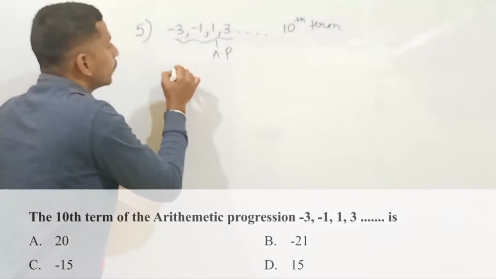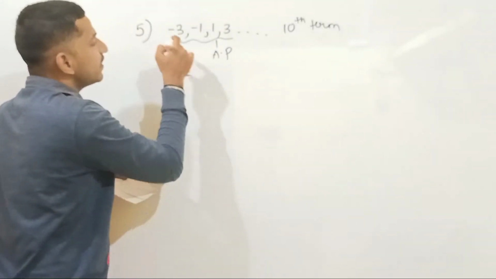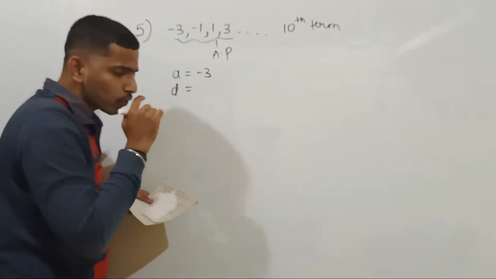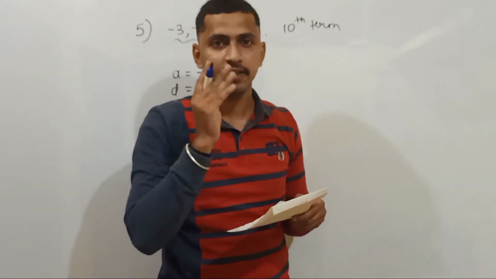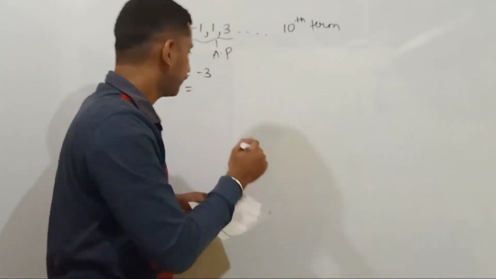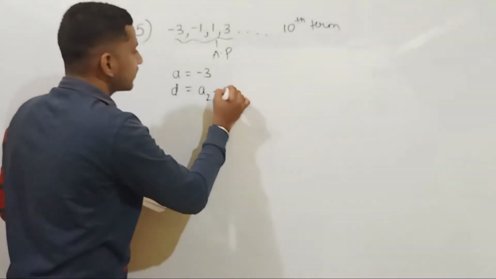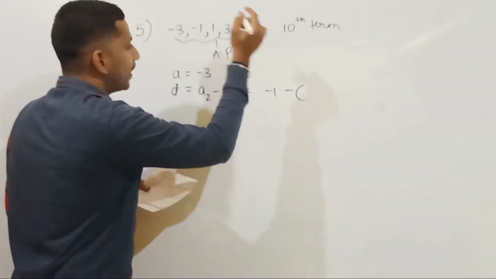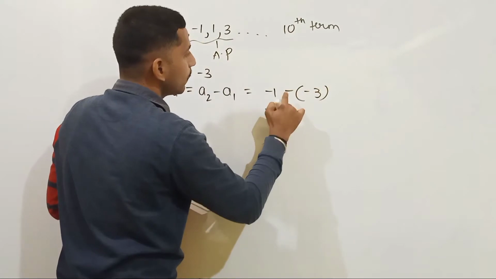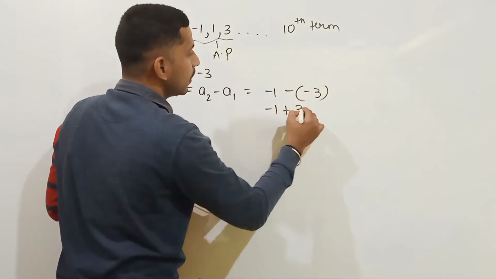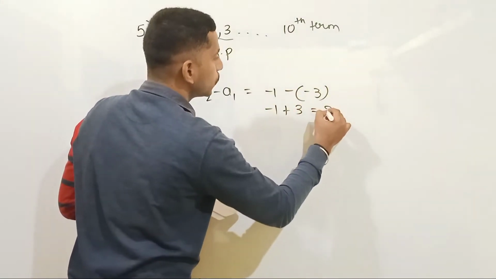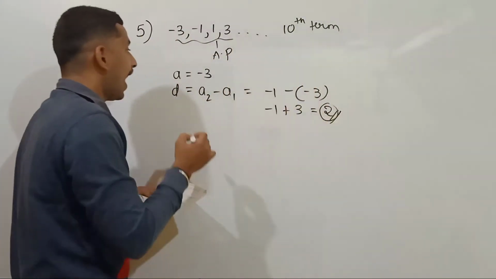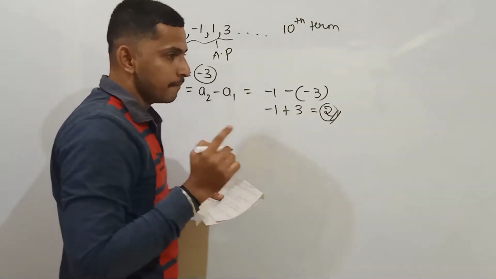Since we know the first term, that is A is equal to -3, we have to find D. How to find the value of D? It is nothing but the second term minus the first term, A2 minus A1. What is A2 here? -1 minus of -3. Minus into minus is plus 3. That is -1 plus 3, which is 2. The difference is 2. That is, the value of D is 2 here, and the value of A is -3.